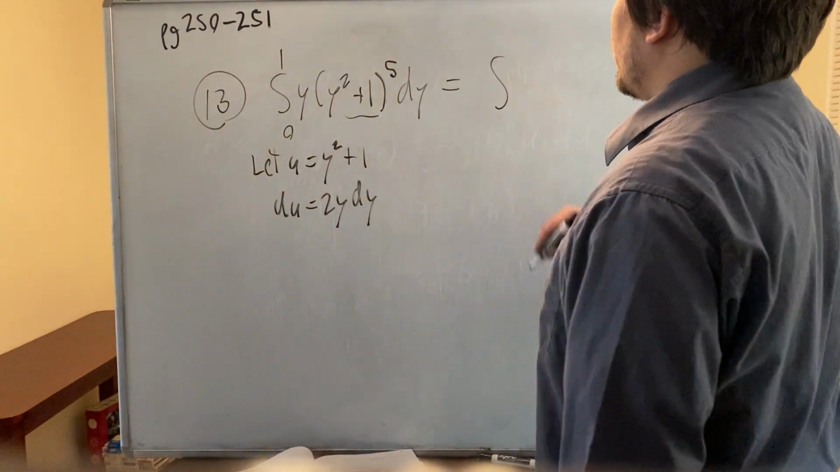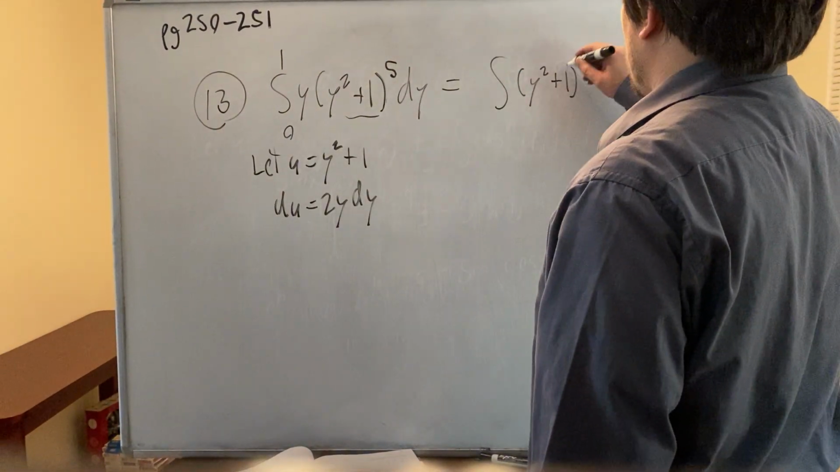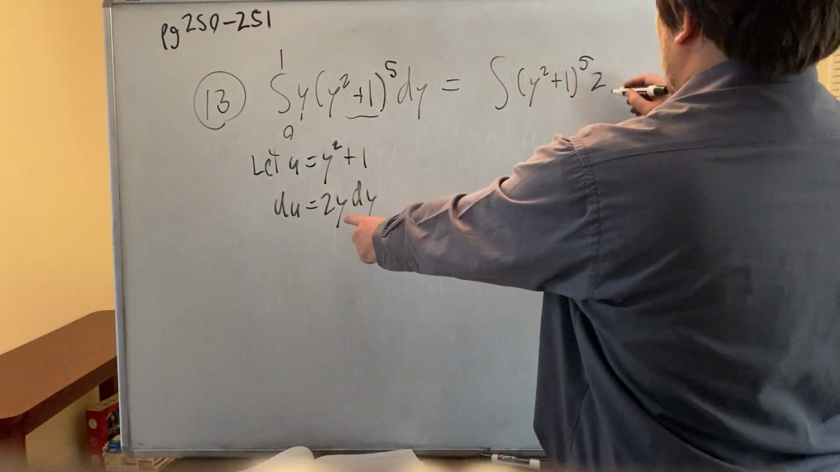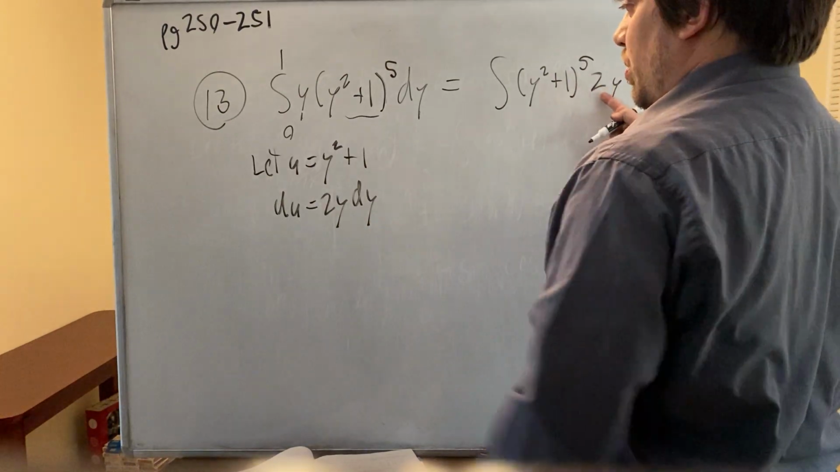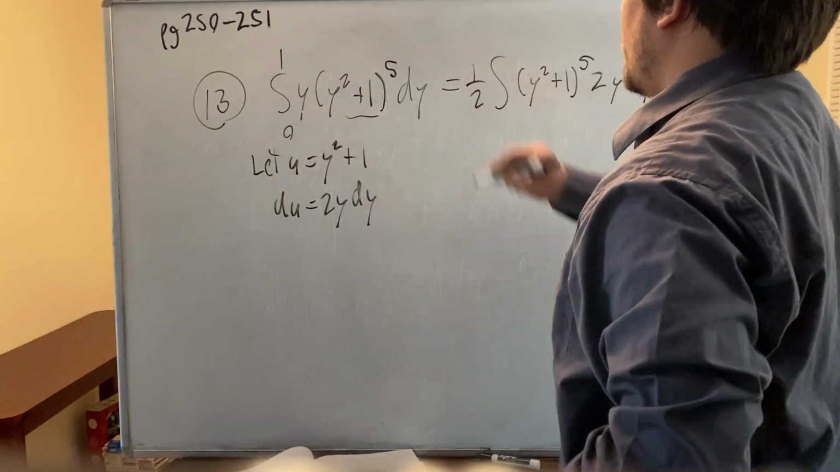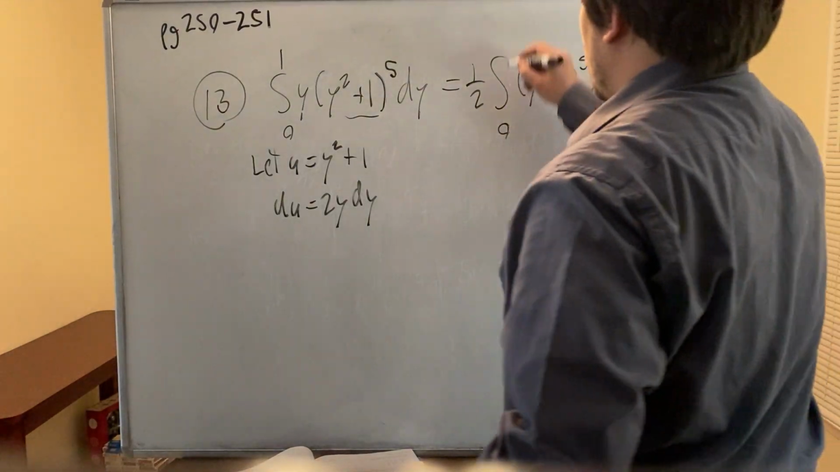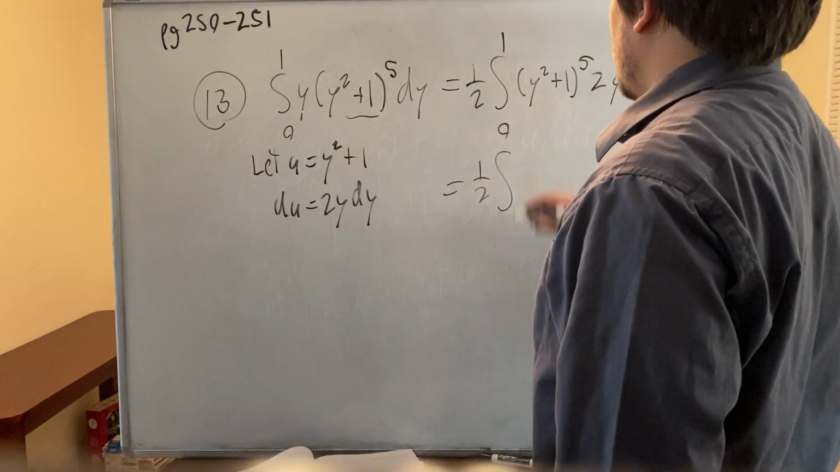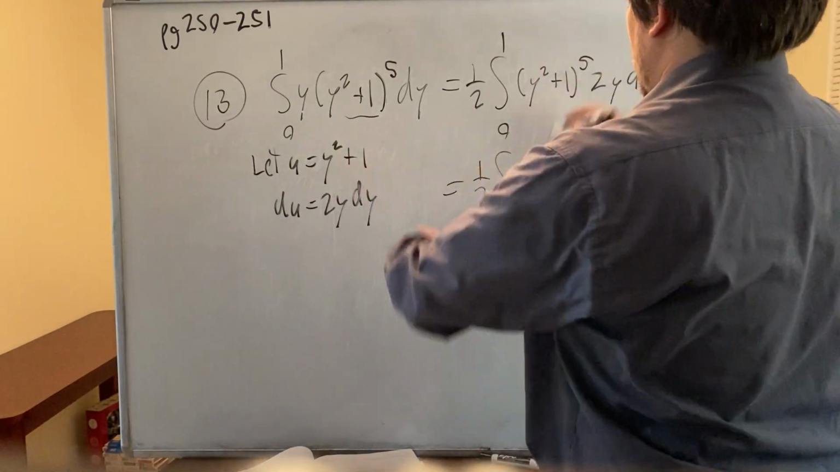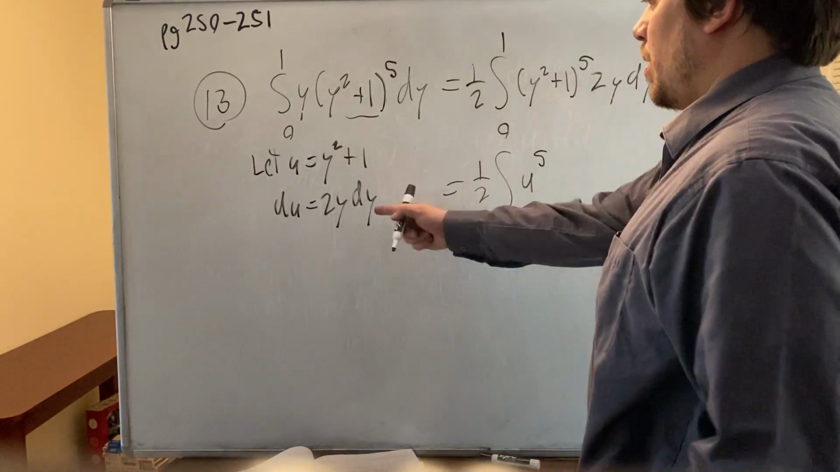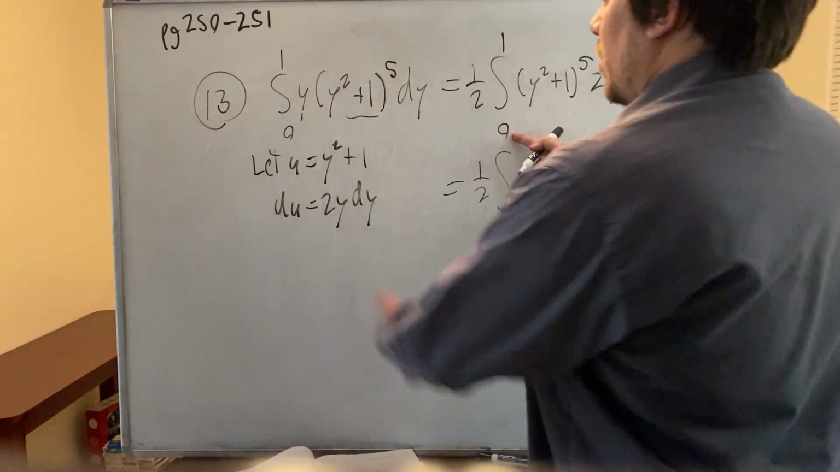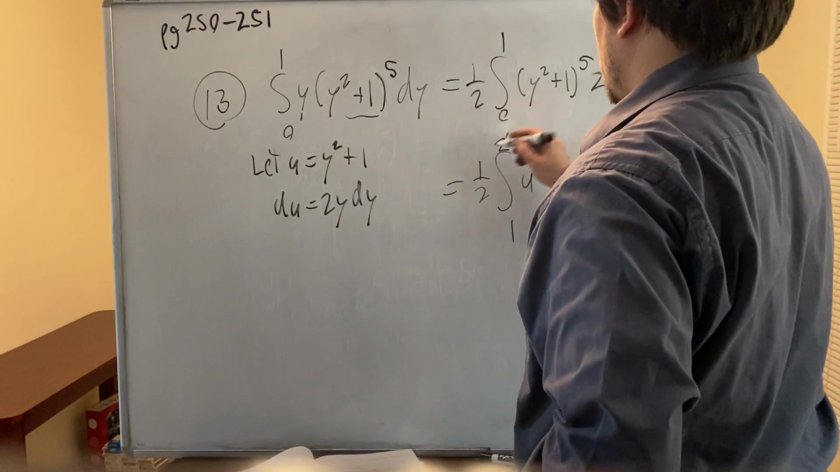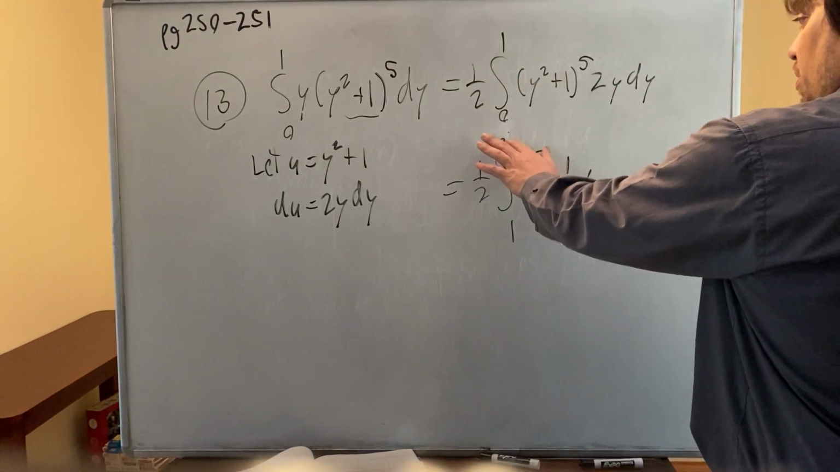So now this is equal to the integral of y squared plus 1 to the 5th. Now the y dy is there, and then you're missing a 2. So I'm just going to put a 2 there, and I'll multiply the outside by 1/2. Now I still have the integral from 0 to 1. So now this is equal to 1/2 the integral of u to the 5th. 2y dy is du. When y is 0, u is 1. When y is 1, u is 2. That's removing the 0 to 1; it's now from 1 to 2.